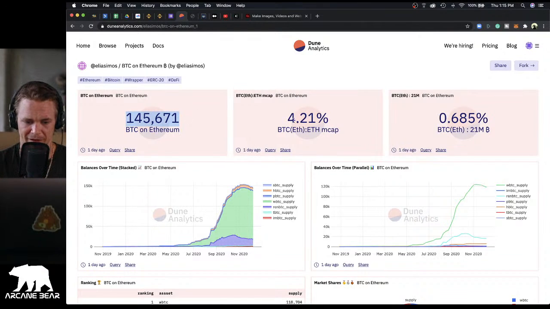That's all, like, what is that? 0.685% of all Bitcoin run on Ethereum. So almost a percent of all the Bitcoin are operating in Ethereum right now as collateral for loans or for lending, etc. It's very interesting to see that kind of data.